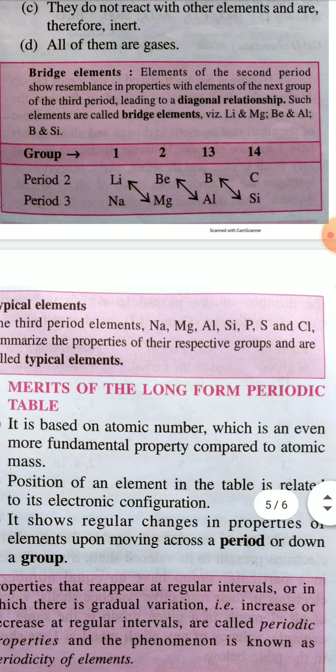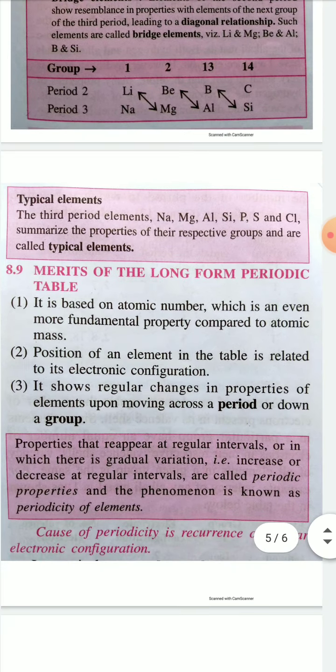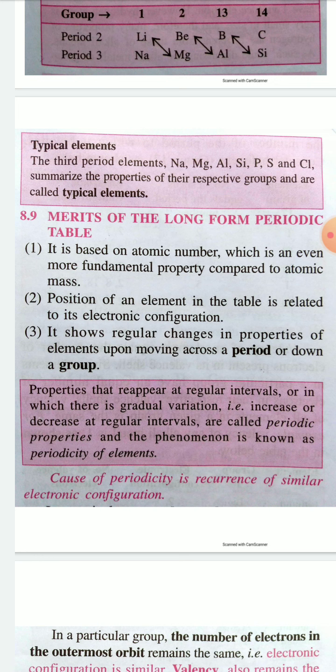Okay, next point, typical elements of third period. Which elements? Just see the third period of the modern periodic table. You will see that the third period elements are sodium, magnesium, aluminium, silicon, phosphorus, sulfur, and chlorine. These elements are called typical elements because they summarize the properties of their respective groups.